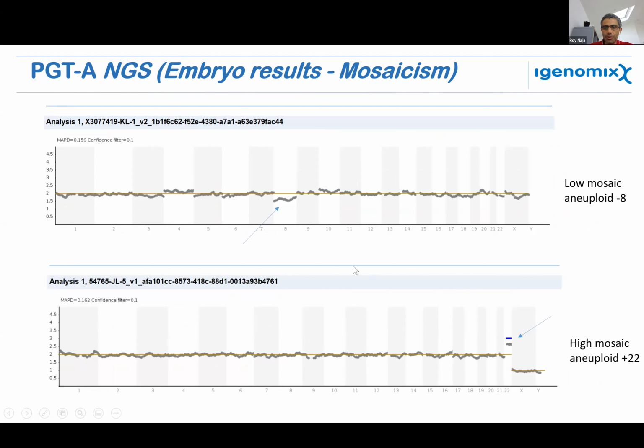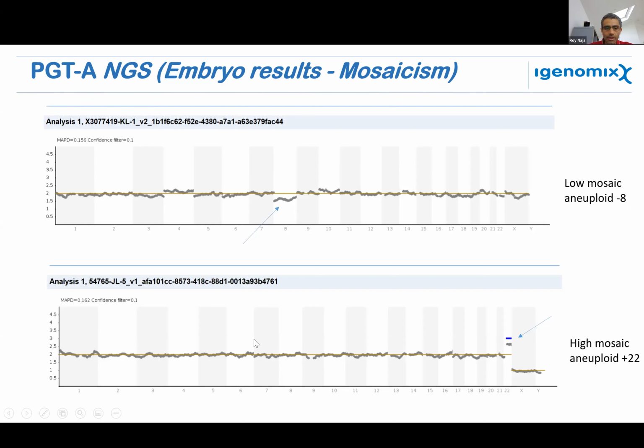So this was our validation, and I'm going to show you live examples from cases we had at iGenomics UK. In this case, you can see an embryo which has pretty much a normal NGS profile. All the chromosomes except for chromosome 8 are on the baseline, copy number 2. But chromosome 8 has a dip in the number of reads, or in the ploidy. So we diagnosed this as low mosaic aneuploid -8. Again, this embryo, in the absence of euploid embryos and after genetic counseling, could be considered for transfer.